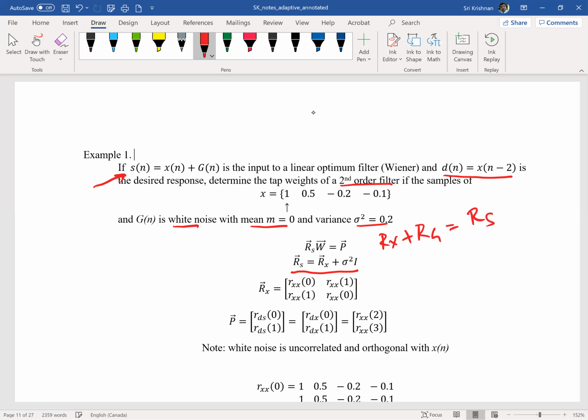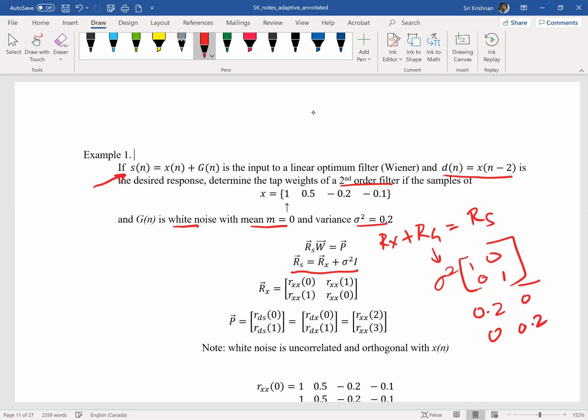But what happens with the autocorrelation of the white noise is that it has a very interesting property: the autocorrelation of white noise is basically only the main diagonal element. So in other words, Rg will be the variance times the identity matrix, which is in this case a second order identity matrix because it's a 2x2 filter that we are looking into. So it's nothing but the variance times 1, 0, 0, 1, and we only have the main diagonal elements. It turns out that Rg in the specific case would be 0.2, 0, 0, 0.2.